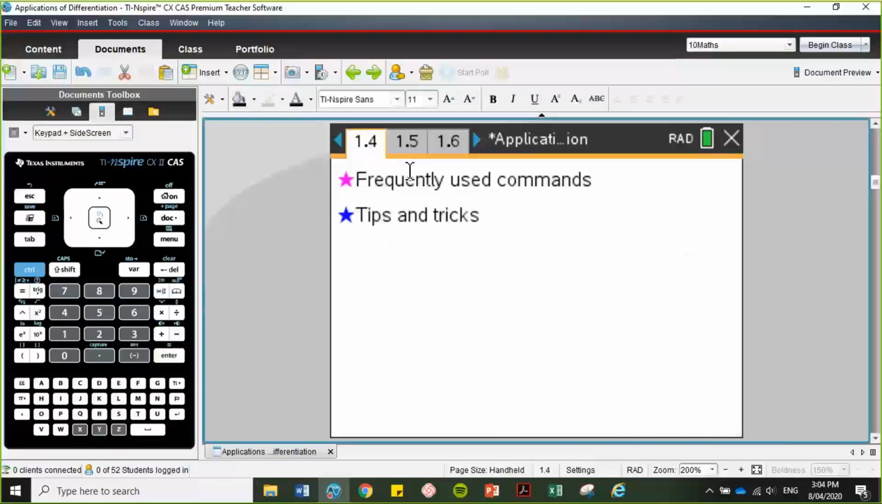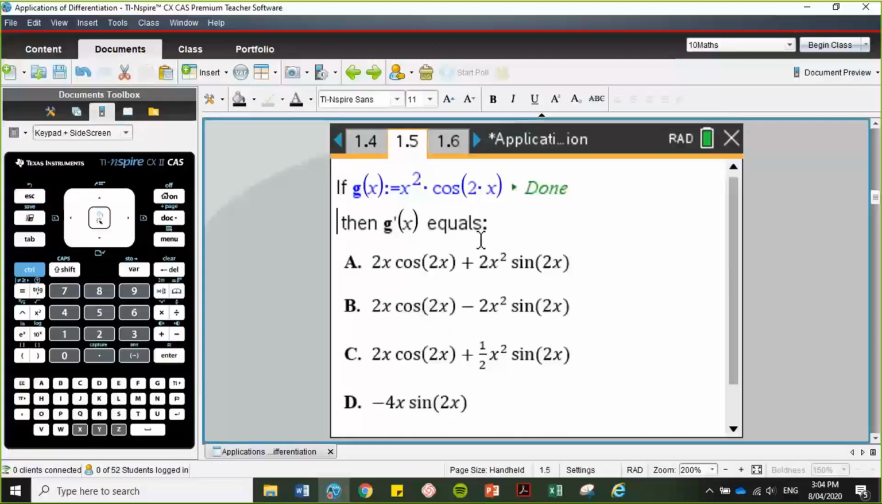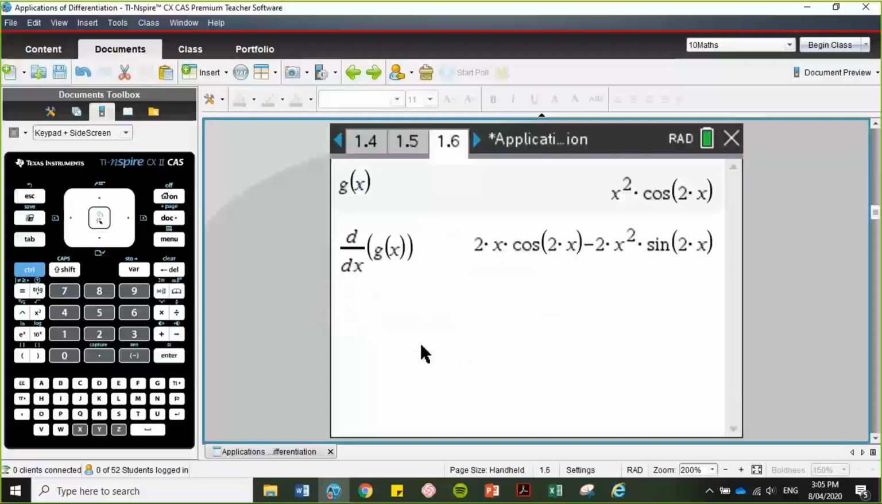So of course you need to be able to do this by hand by the end of the year, absolutely. However, if it was on a multiple choice question, it sort of makes sense to at least double check your answer using the calculator function there.